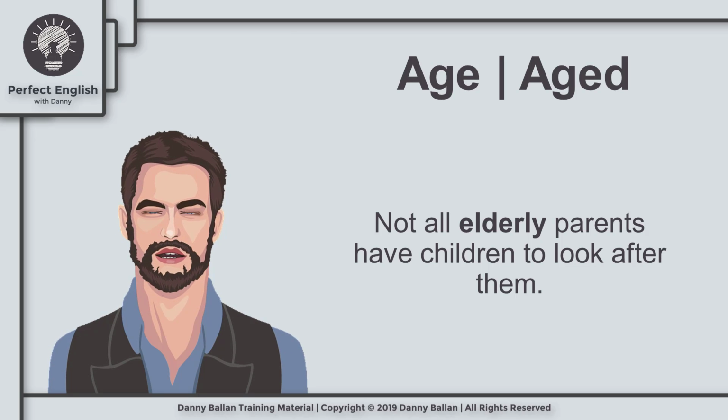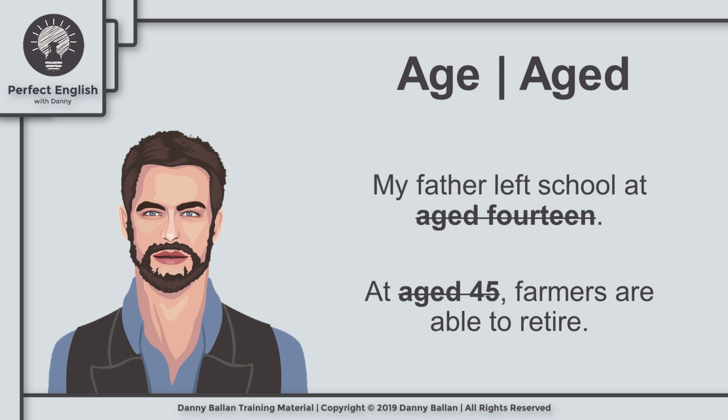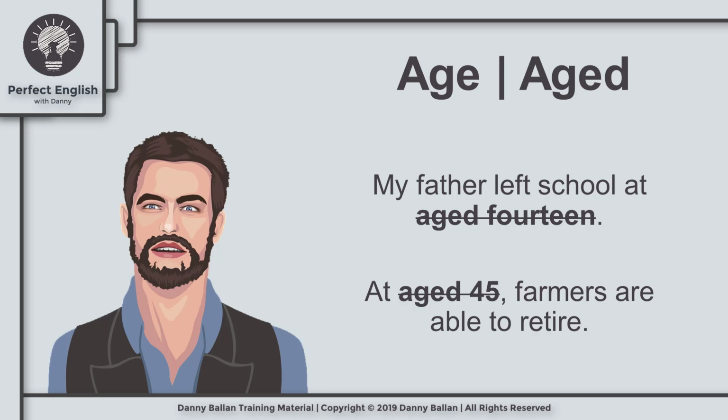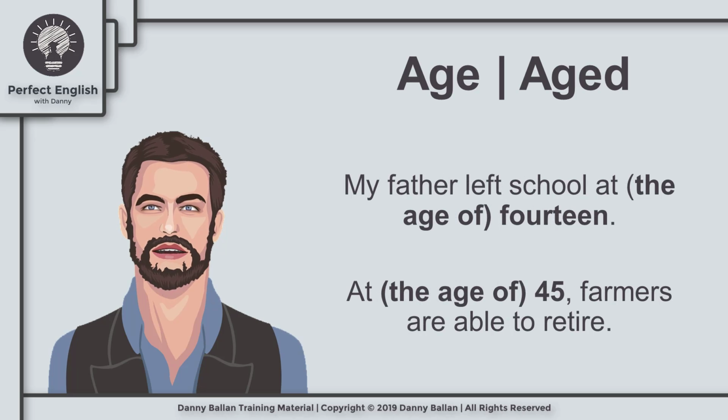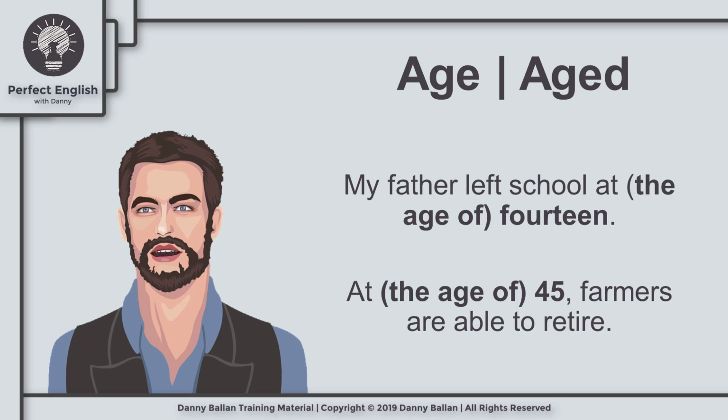Let's take a look at two more examples. My father left school at aged 14. At aged 45, farmers are able to retire. Now, we don't use at aged, we use at the age of a number, or simply at plus the number itself. For example, we say Alan got married at 20, or Sue got divorced at the age of 21. So now we should go back to fix these two sentences. We should say my father left school at the age of 14, or simply at 14. And for the second one, we can say at the age of 45 or at 45, farmers are able to retire.